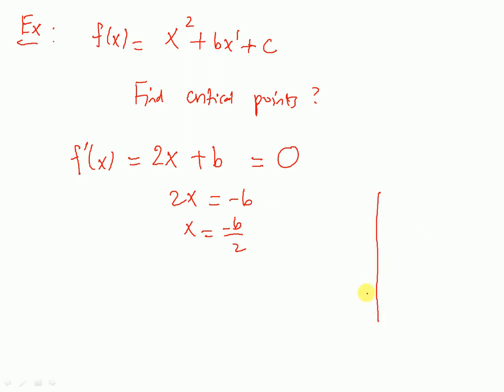And in fact, if you have your function plotted here, this should be the parabola. And remember, the parabola has a vertex, and the vertex here is at minus b over 2. So your critical point is the point where you get the vertex, or the local minimum.